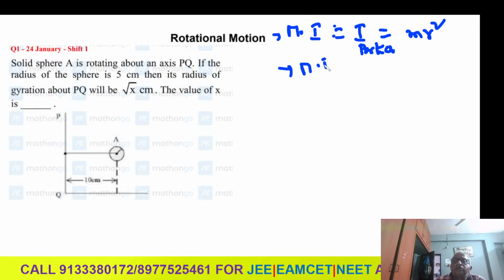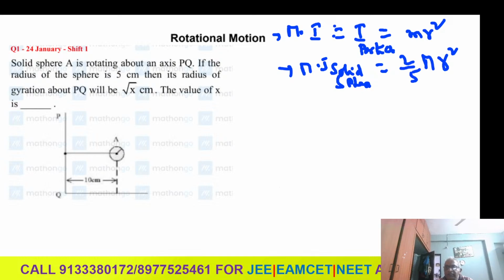Moment of inertia of a sphere: if nothing is mentioned, it means solid sphere. For that, one formula is there, 2 by 5 mr square, where small r means radius. Moment of inertia is just like inertia in straight line motion. Newton's law is the law of inertia, and mass is the measure of inertia. In rotatory motion, inertia is mass into square of the distance from the axis of rotation. Solid sphere is 2 by 5 mr square.